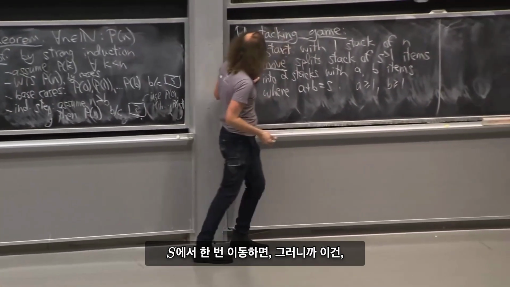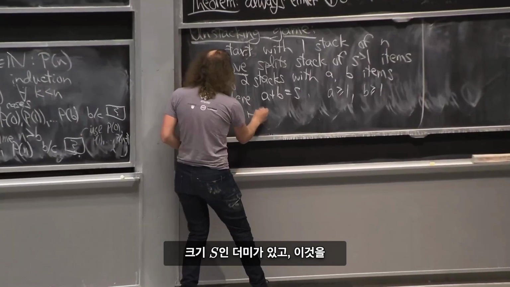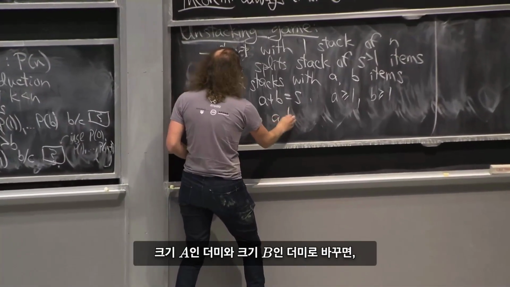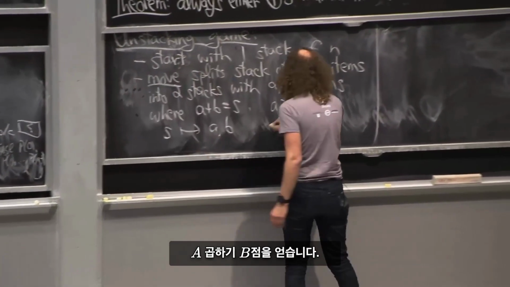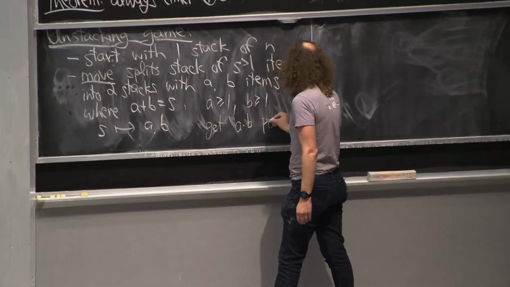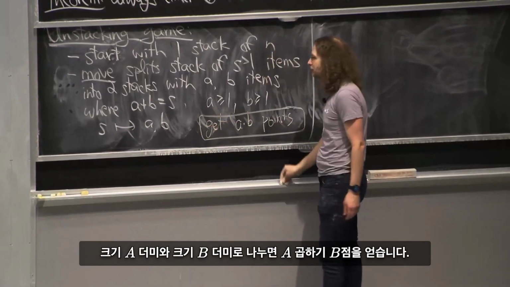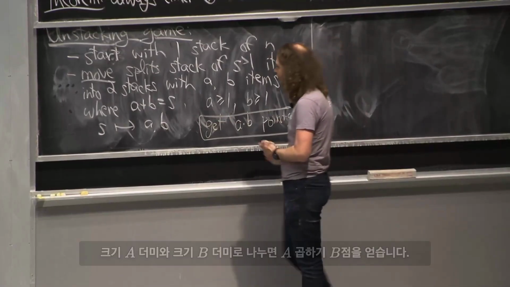So when we do a move from S, so we have a stack of size S, and we convert it into a stack of size A and a stack of size B, we get A times B points. That's just the definition of the game. A times B points when you split into a stack of size A and a stack of size B.